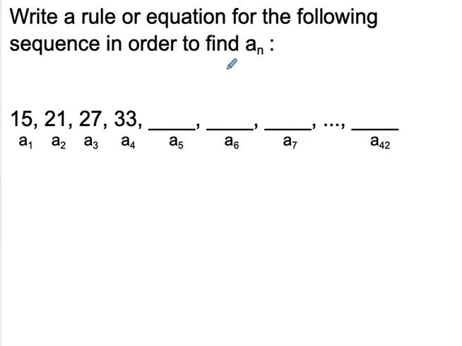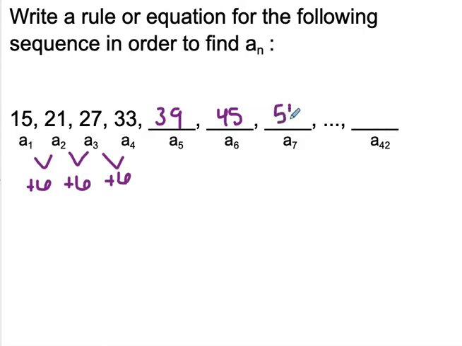So the first thing that we want to do is figure out what type of sequence this is. To get from the number 15 to 21, I'm going to add 6. To get from 21 to 27, I'm going to add 6 again. From 27 to 33, I add 6. So this is an arithmetic sequence since I have a common difference and I'm adding the same number each time. So if we were to continue adding 6, we would get 39, 45, 51, and so on.